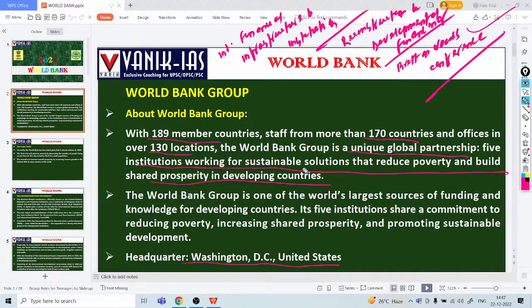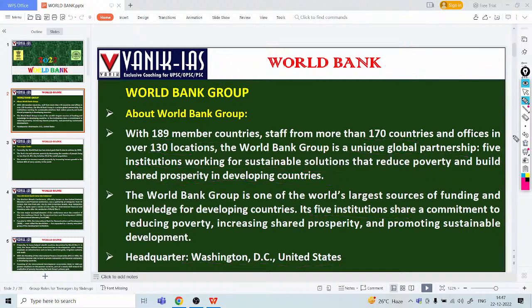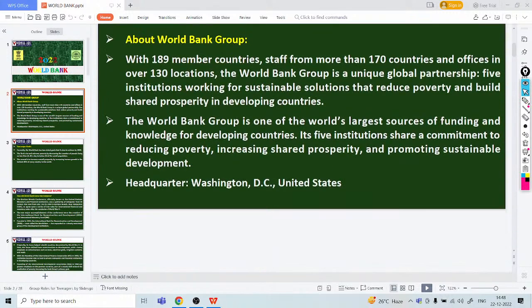So this is the group institution. World Bank Group is one of the world's largest sources of funding and knowledge for developing countries. These 5 institutions are called the World Bank Group. We'll discuss that. So World Bank is not one institution, it's a group institution called the World Bank Group. Headquartered in Washington DC, created by the Bretton Woods Conference.